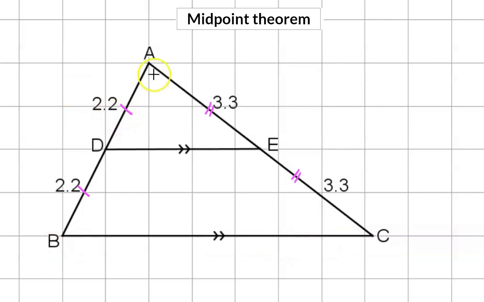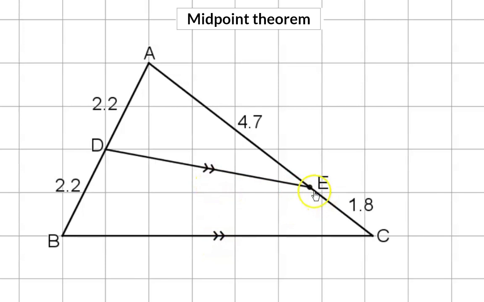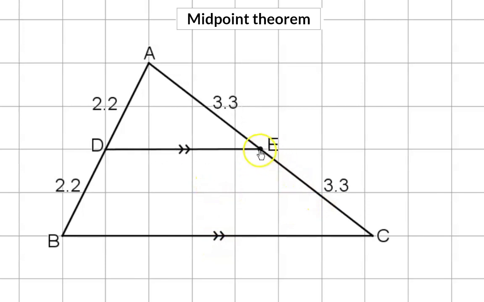Here you can see that point D is in the middle of AB and point E is the middle of AC. Therefore, line DE is parallel to the third side of that triangle. If one of these points, however, is not exactly in the middle of the line, these two lines will not be parallel.